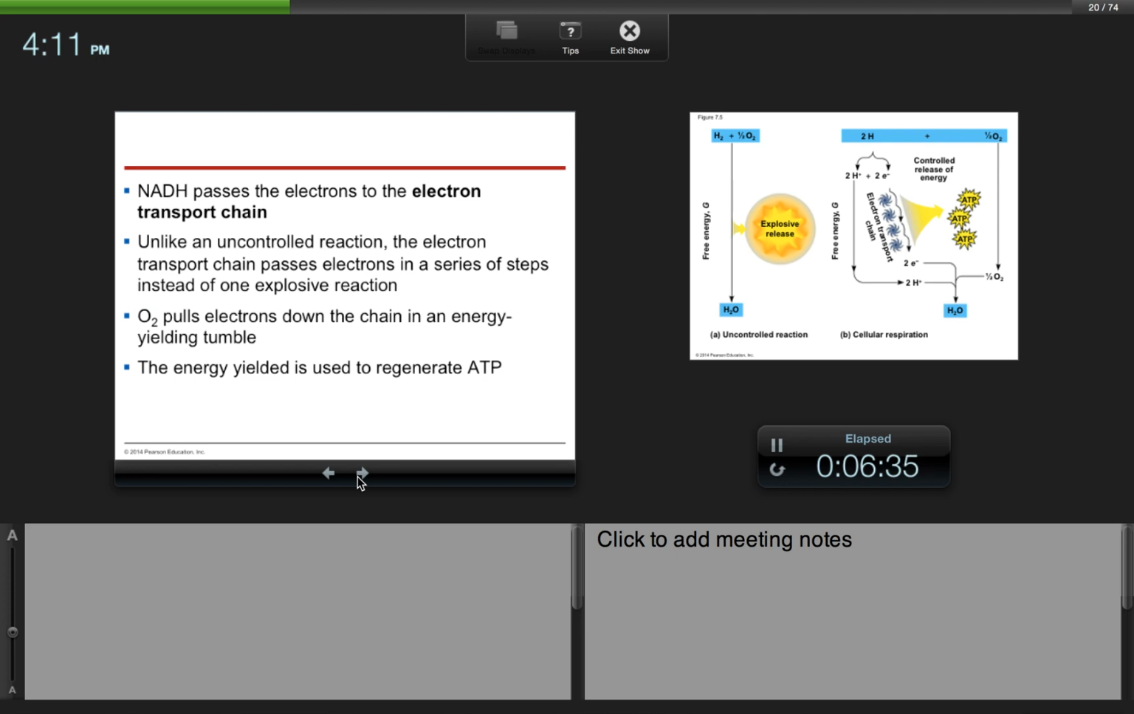So remember that oxygen is highly electronegative. That's why the oxygen molecules pull the electrons down the electron transport chain, because it is so electronegative. It is more electronegative than any other molecule in the electron transport chain. So that's why oxygen functions as a very good final electron acceptor. The energy yielded is used to regenerate ATP.